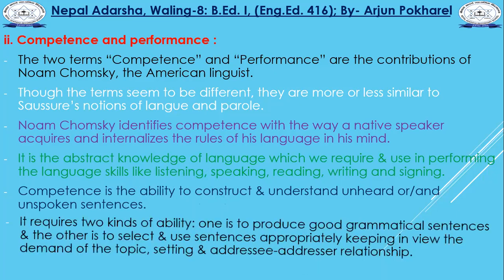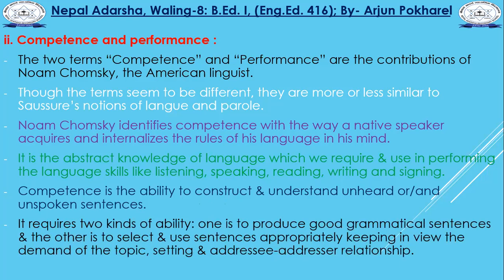Now the next one: competence requires two kinds of ability. Competence is the ability to construct and understand unheard or unspoken sentences before. For that, we need two types of ability. One of them is to produce good grammatical sentences, to deliver your thought. We need to produce good grammatical sentences.